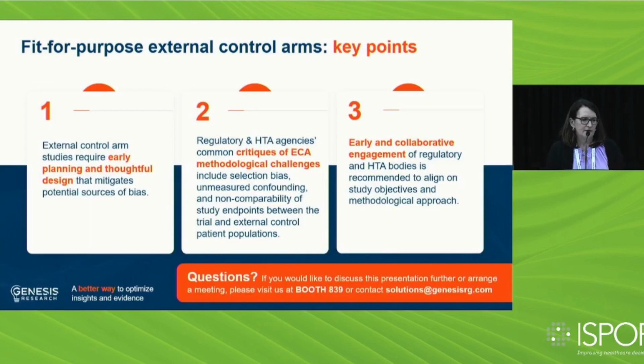So to summarize, I'd like to stress a couple of key points. External control arm studies require early planning and thoughtful consideration and design to mitigate potential sources of bias and really maximize the value and the utility of the evidence generated from the external control arm study. We've made our case by highlighting some regulatory and HTA agency common criticisms related to methodological challenges often encountered in external control arm studies. These key methodological concerns that we highlighted today include selection bias, unmeasured confounding, and non-comparability of study endpoints. And finally, our recommendation is for early and collaborative engagement with regulatory and HTA bodies to align on study objectives and key methodological components of the study, including selection of fit-for-purpose data and appropriate statistical methods that are pre-specified.